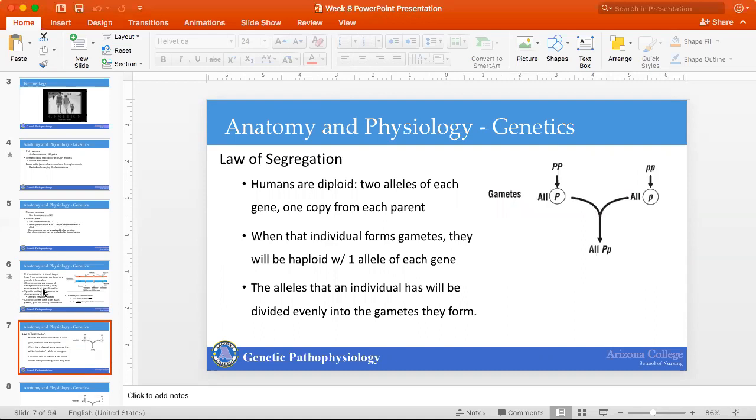The law of segregation: humans are diploid, meaning they have two alleles of each gene, one copy from each parent. That's different than our sex cells, which are haploid and are the only haploid cells that we have in our body. When that individual forms gametes, they will be haploid with one allele of each gene, and the alleles that an individual has will be divided evenly into the gametes they form.